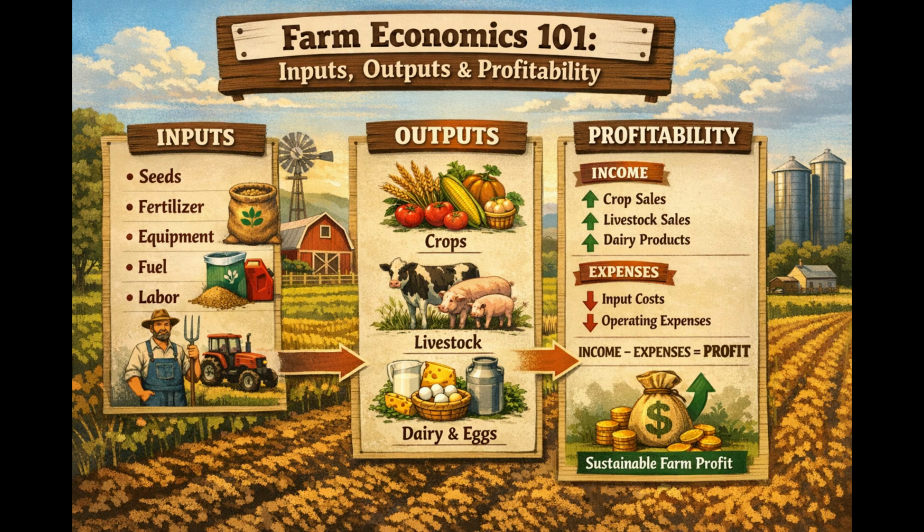Here's a practical example. A grain farmer has $200,000 in fixed costs annually. Land rent, equipment payments, insurance, depreciation. His variable costs are about $300 per acre. Seed, fertilizer, fuel, chemicals. He farms 1,000 acres. So his total variable costs are $300,000, and his fixed costs are $200,000, for a total cost of $500,000.